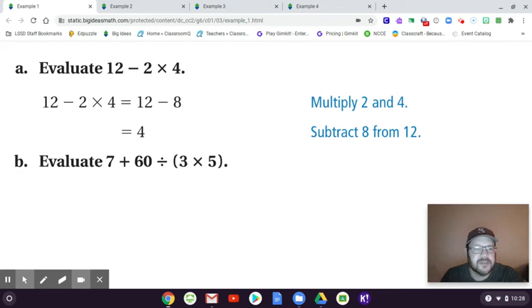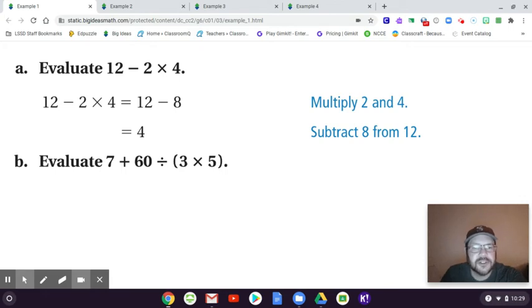So next problem. Evaluate 7 plus 60 divided by, and then we have parentheses, 3 times 5. So what is the first thing we're supposed to do for this problem? Yes, we must do the parentheses first. So that is the P in PEMDAS. So first thing is 3 times 5, which is 15.